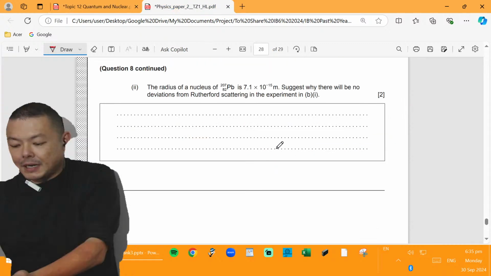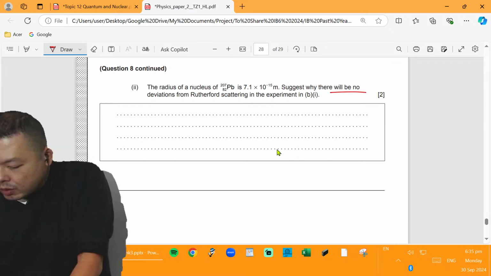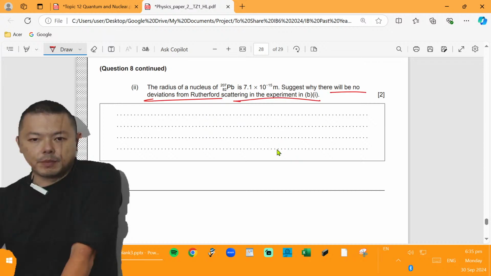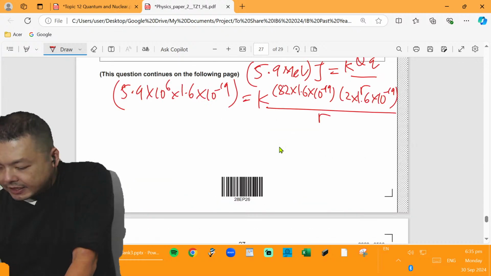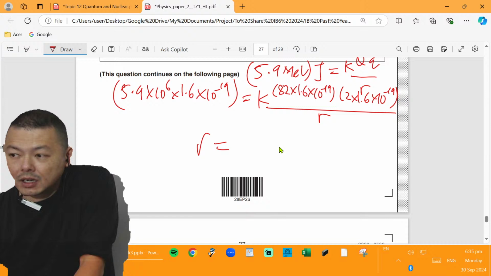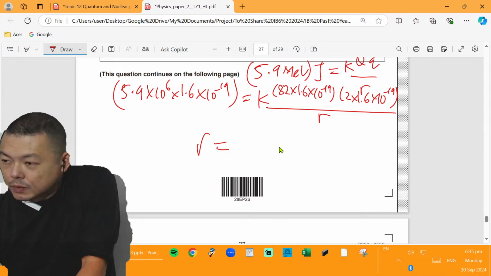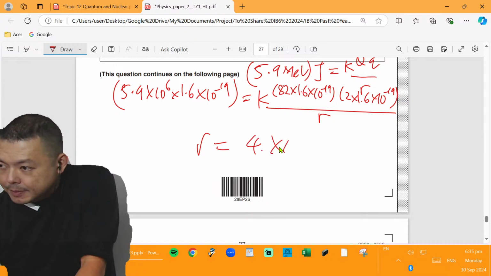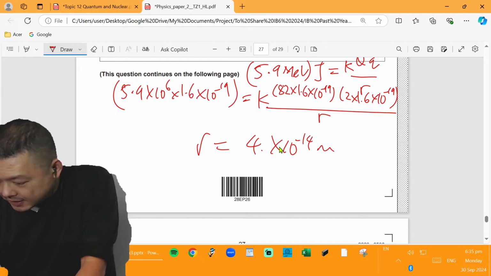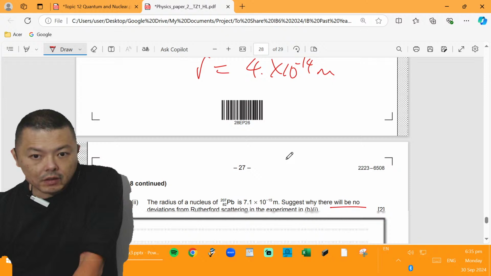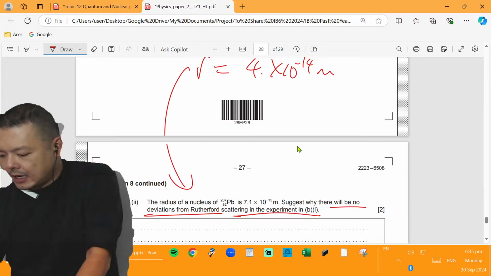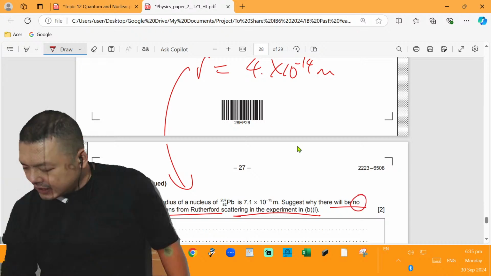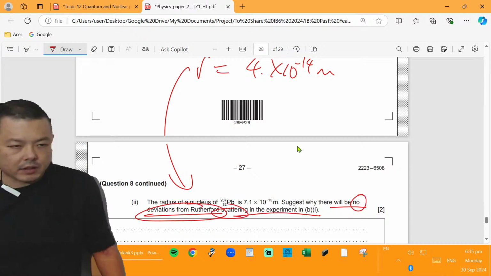How about this one? Suggest why there is no deviation in this experiment. What was the R that you calculated here? How much is this? 4 times 10 to the power of minus 14 meters. So why is it that there are no deviations from the Rutherford scattering?